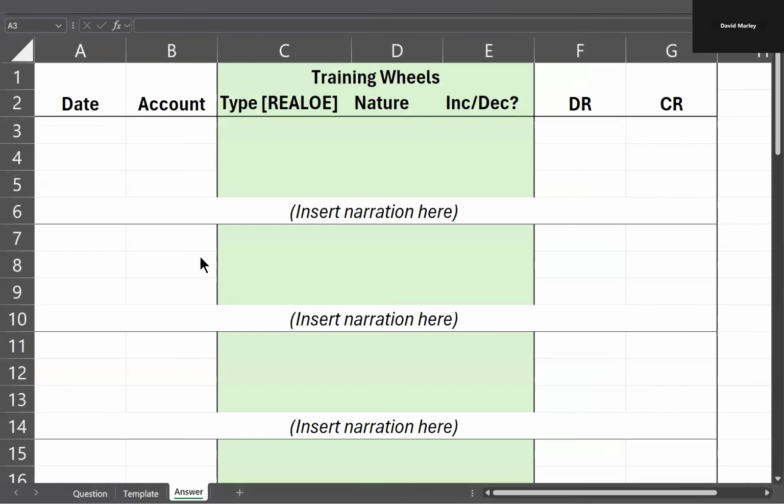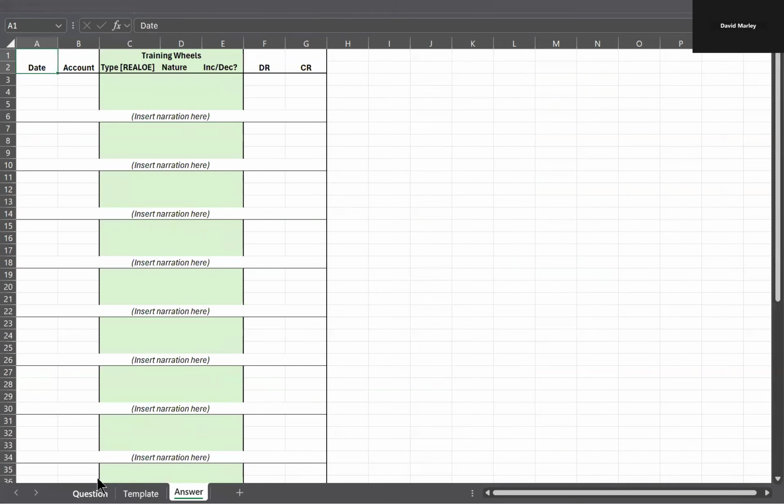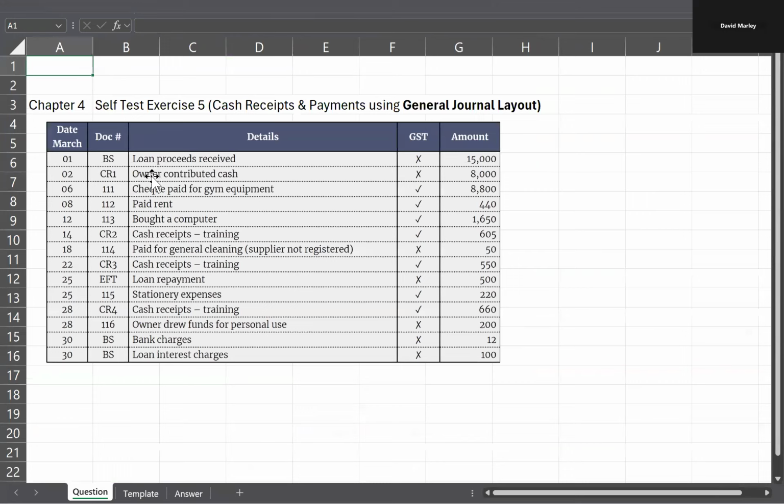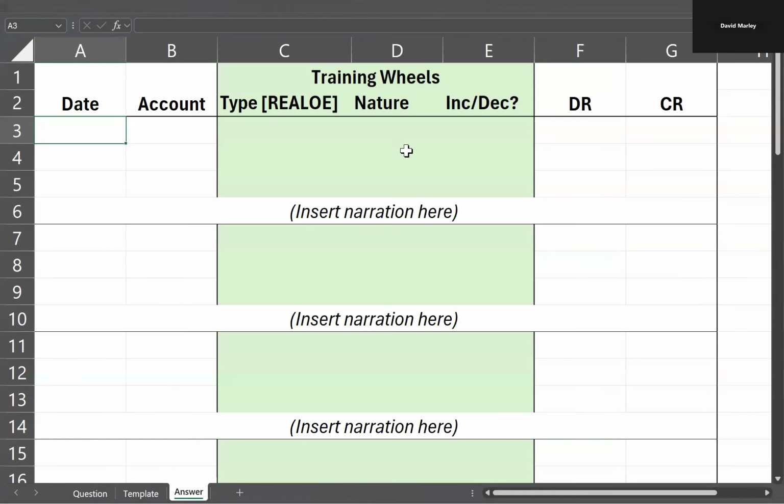Okay, so our first transaction, is loan proceeds received. This is someone who's gone to the bank, asked for a loan, and then received it. So that's likely to increase our cash or our cash at bank. And that'll be the first thing that I jot down. I'll just say something like bank or cash at bank.